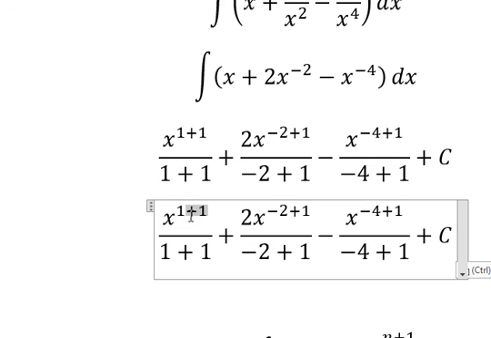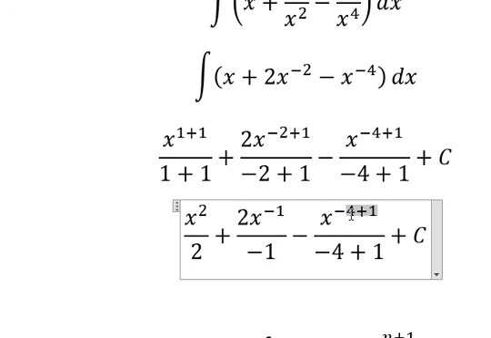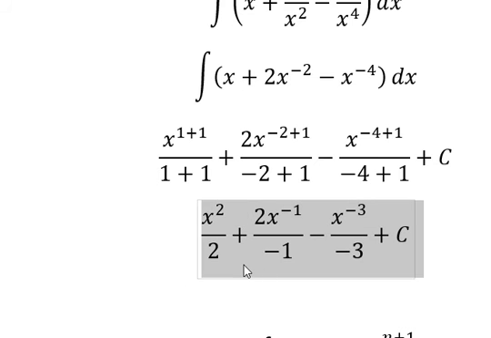So this one we have number 2. This one we have negative number 1. This one we have negative number 3. And that is the final answer.